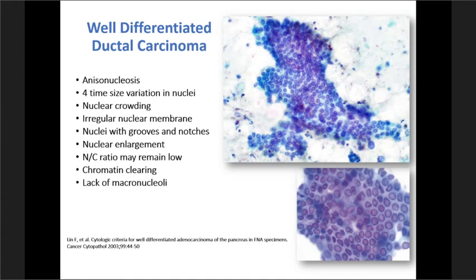Prominent nucleoli are not a feature here. Four times size variation is very obvious. So collectively, based on this, this would be a well-differentiated ductal adenocarcinoma that can be given out as a diagnosis.